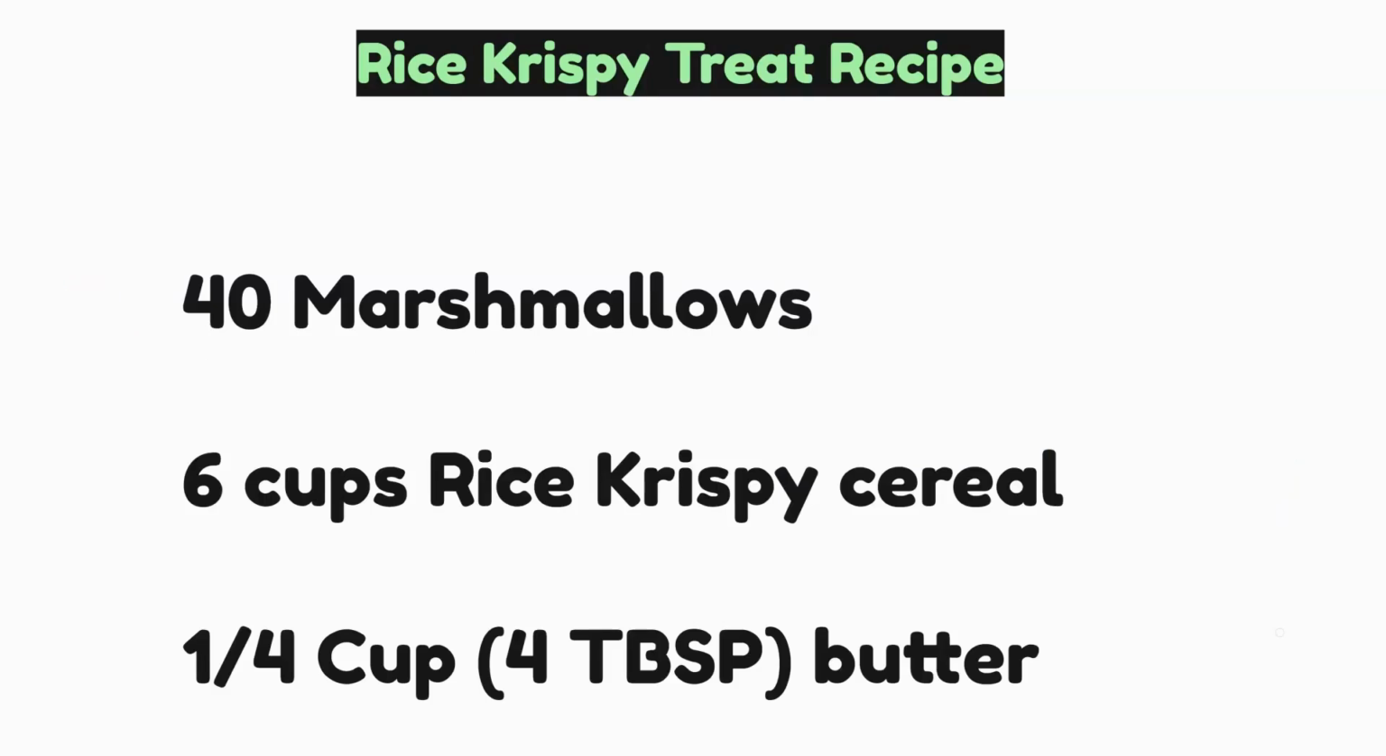So the recipe that I'm going to convert is 40 marshmallows, 6 cups Rice Krispie cereal, and 1/4 cup or 4 tablespoons of butter. Trust me on this one. You want to use some extra butter. If you're following the box recipe, it doesn't use that much. You want this extra butter.